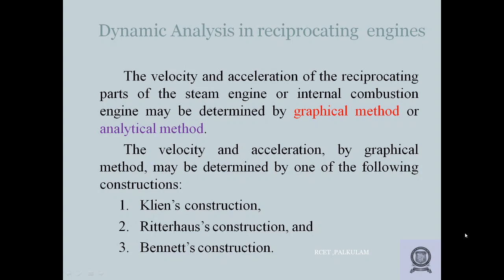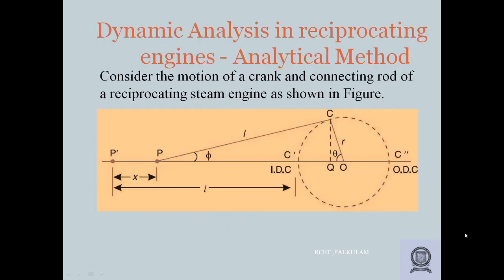Next is the dynamic analysis for reciprocating engines. The velocity and acceleration of the reciprocating parts of a steam engine or IC engine may be determined by the graphical method or the analytical method. The velocity and acceleration by the graphical method may be determined by one of the following constructions. The first one is Klein's construction, the second one is Ritterhaus's construction, and the third is Bennett's construction.